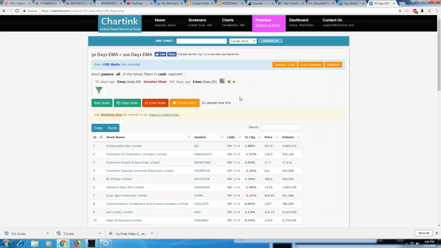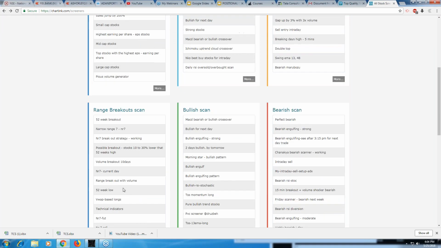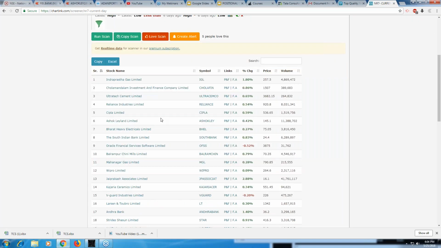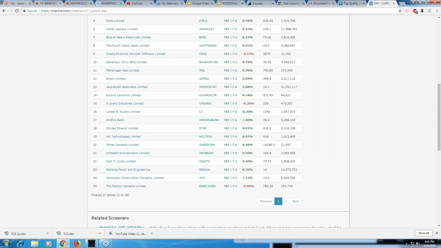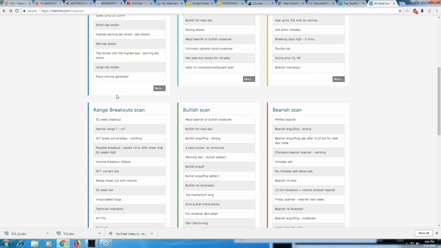I'm going to give you a few of the screeners that I have made myself, and back tested them. NR7 current day, right? So you can see from here, here is the NR7 working. I don't know whether you are aware of NR7 or not, but I don't think so. I'm going to work on that.